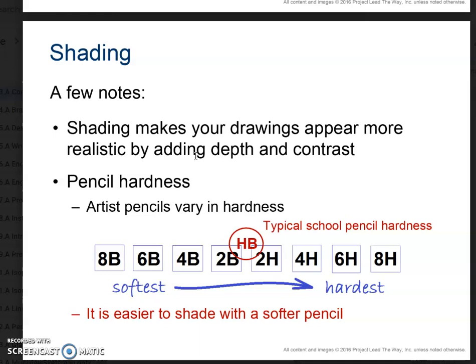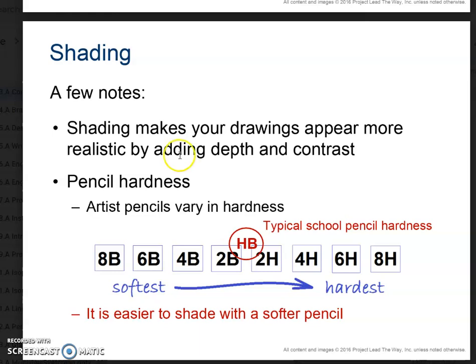A few notes on shading. We're going to apply shading to try to make our drawing look a little more realistic. Darkness represents dark colors or low light areas or things that are far from us, and lightness represents bright colors, areas that are well lit, things that are close to us.